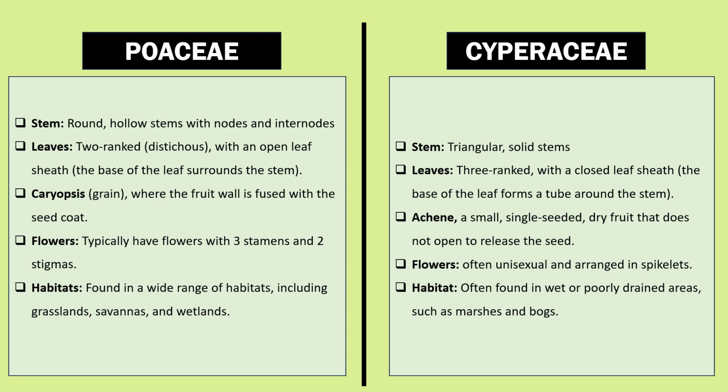Next is the caryopsis, or grain, found in Poaceae, where the fruit wall is fused with the seed coat. And in Cyperaceae, it is the achene, a small-seeded, dry fruit. In Cyperaceae, they are not easily released into the air, or it does not open easily, so it is not easily released. That is the kind of seed you will find in Cyperaceae.